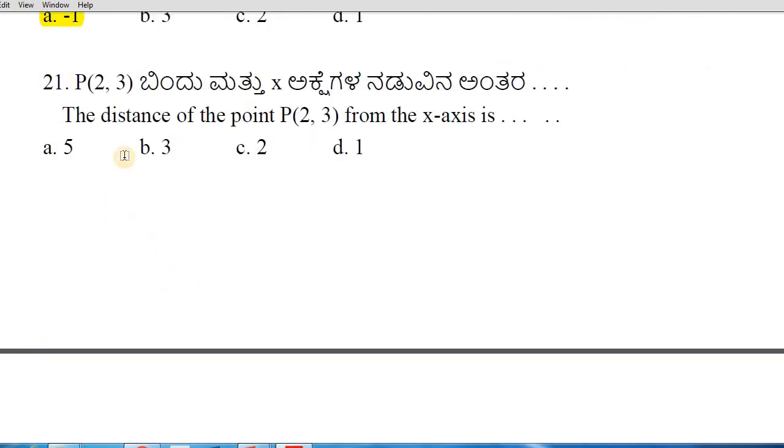Question number 21. The distance of the point P 2, 3 from the x-axis is. See, they are asking for the distance from the x-axis. Whenever they ask for the distance from the x-axis, the y coordinate will be the answer. So here the y coordinate is 3. Hence option B is correct.